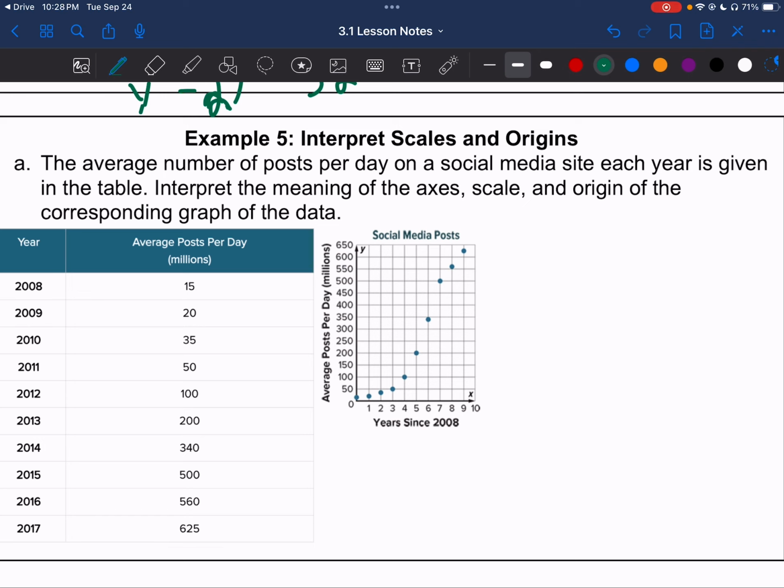So now we want to figure out, first of all, what are the axes labeled with? So on the x-axis, we have the years since 2008. That is my axis. And what is our scale? It's 1 year for each grid line, right? 1 year post 2008 for each grid line. Now, my y-axis, we have average number of posts per day. Posts per day. And we are going with a scale of 50 million.